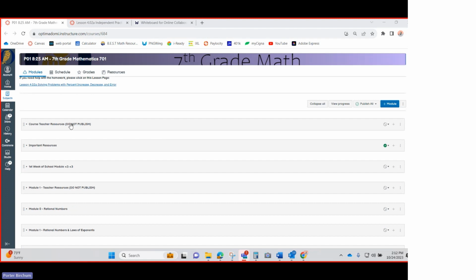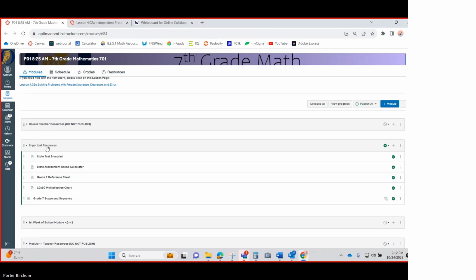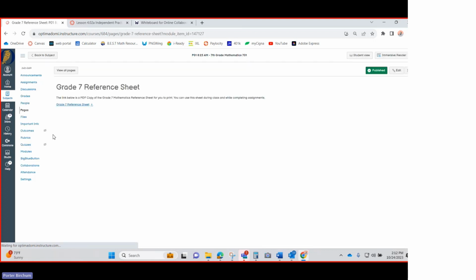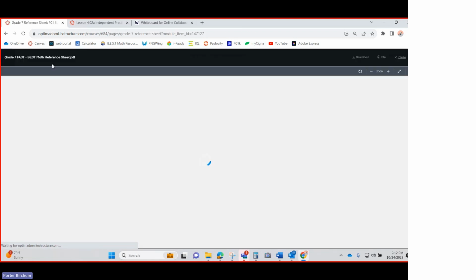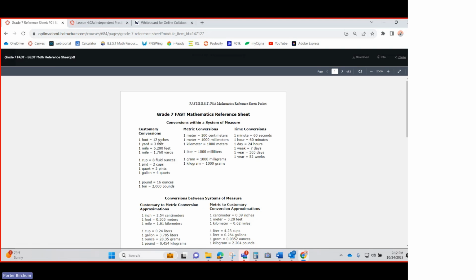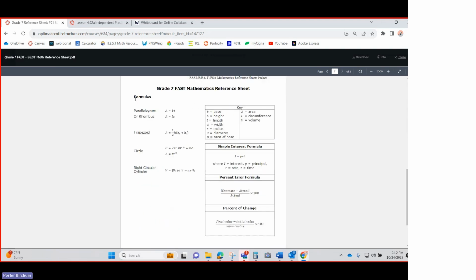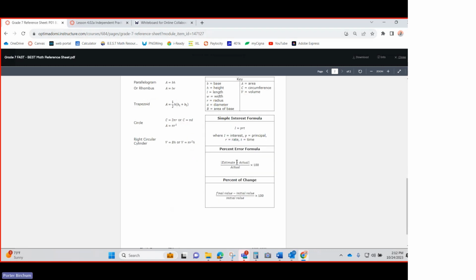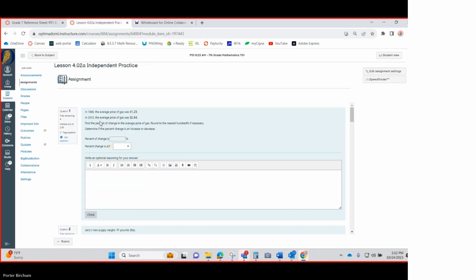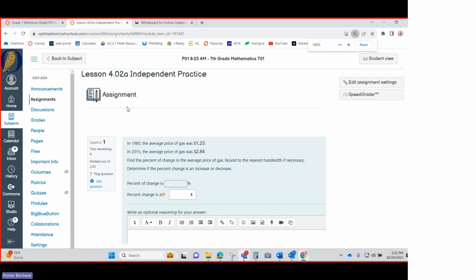To do this homework, we are going to need to click on the important resources module in our Canvas page and click on the grade 7 reference sheet. Have this up just like me, maybe in another tab, or have it printed out if you have a printer. Another tab works fine because we're going to need these two formulas, the percent error formula and the percent of change formula. All right, let's first zoom in.